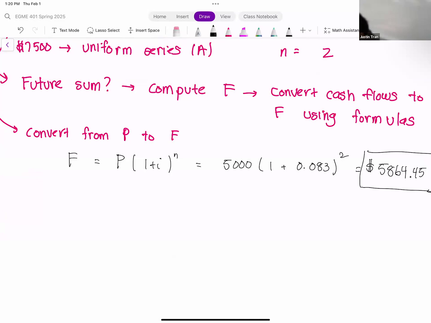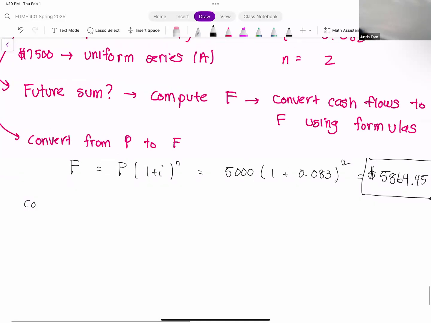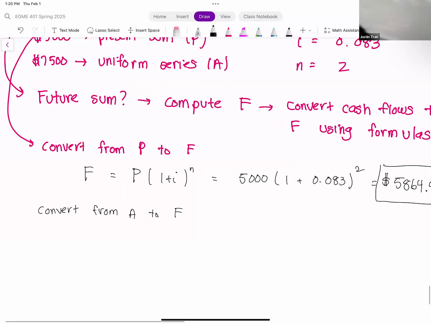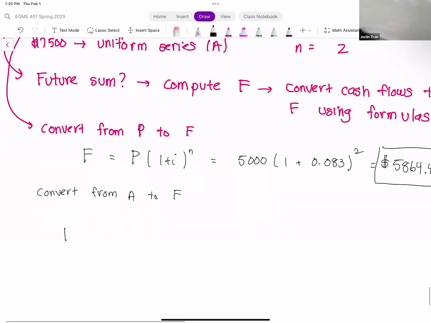All right, and so our second step here is to convert that 7,500, that's an A, to an F. We want to convert from A to F. Okay, and so we're going to use our formula, and so we have F is equal to A times 1 plus I raised to the n minus 1, all divided by I.